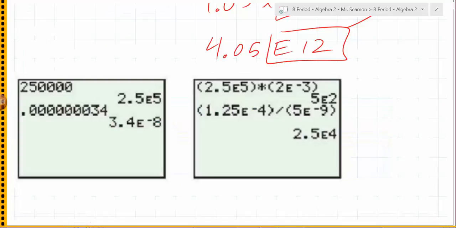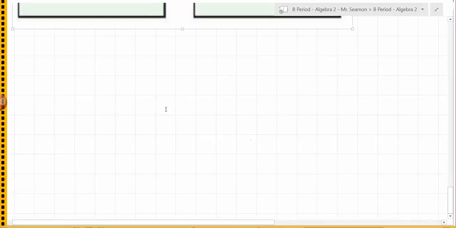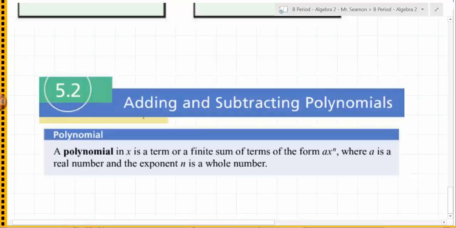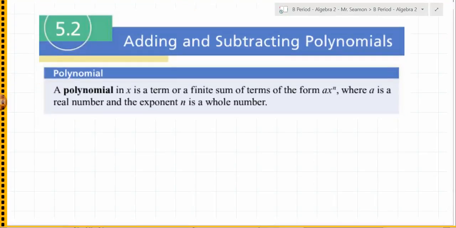Excellent. Now the definition of a polynomial, which is good because the technical definition of a polynomial is overly wordy and complex. A polynomial is a term or a finite sum of terms of the form ax to the n, where a is a real number and the exponent n is a whole number. What are some of the most important words in that definition? Real number, that's one of them, absolutely.